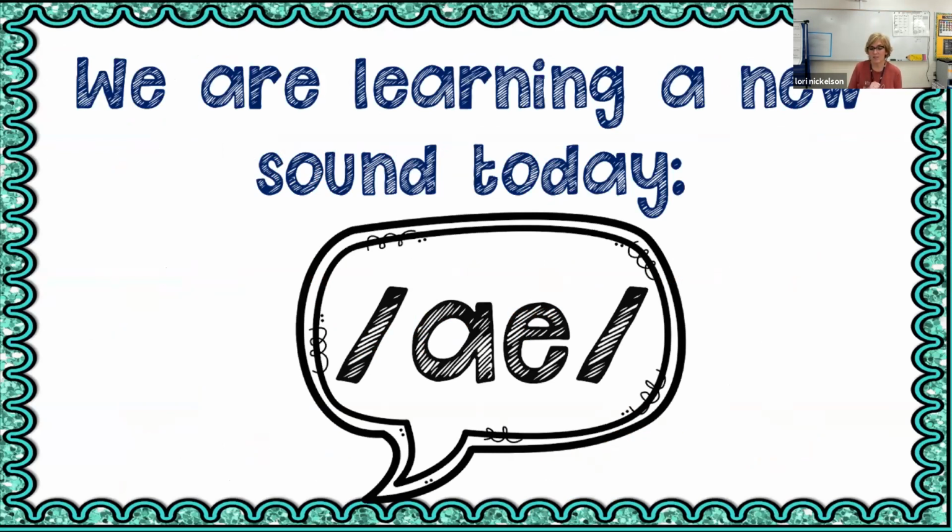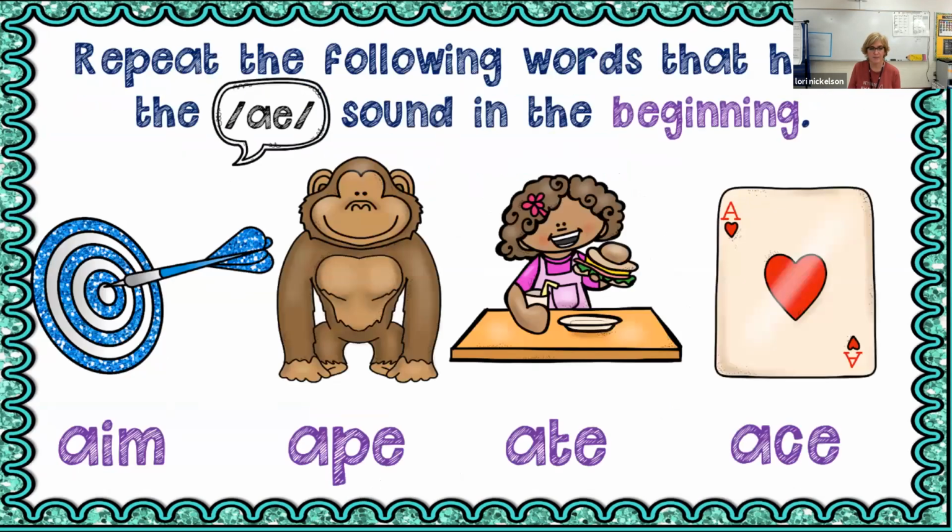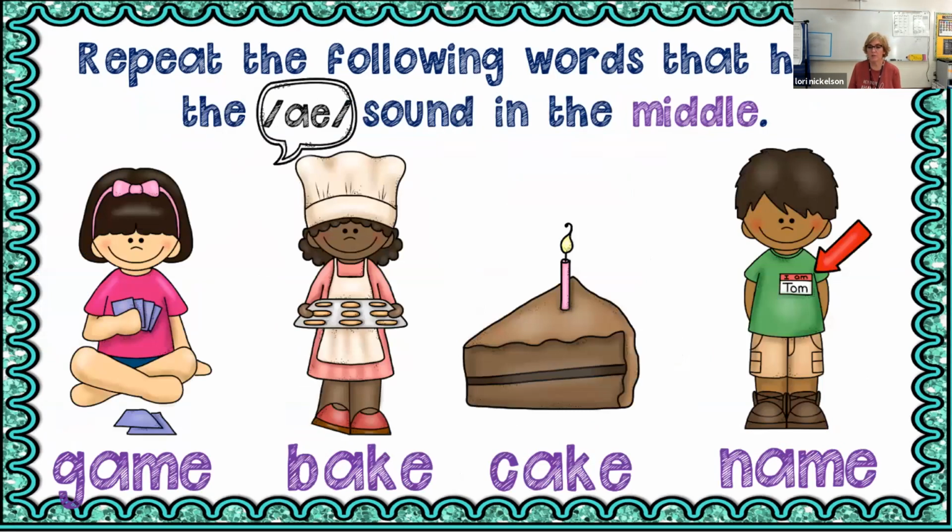We're learning a new sound today, the long A sound, A. Let's repeat this sound a few times. A. A. Great job. Repeat the following words that have the A sound in the beginning. Aim, ape, eight, ace.